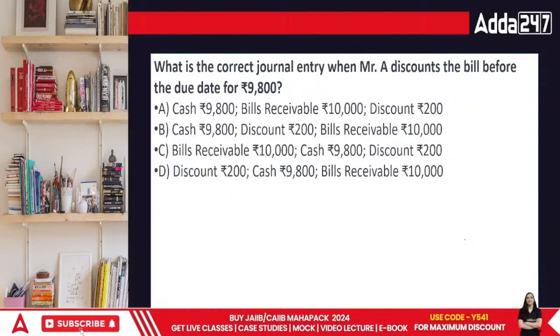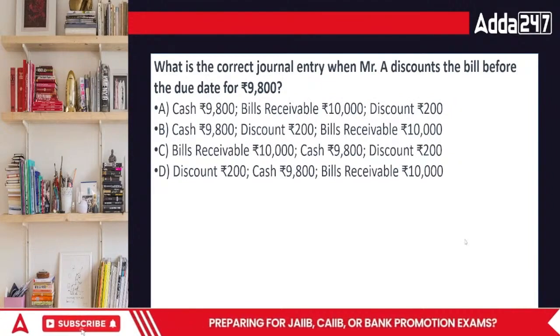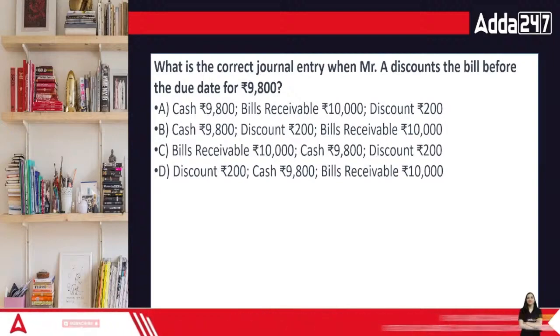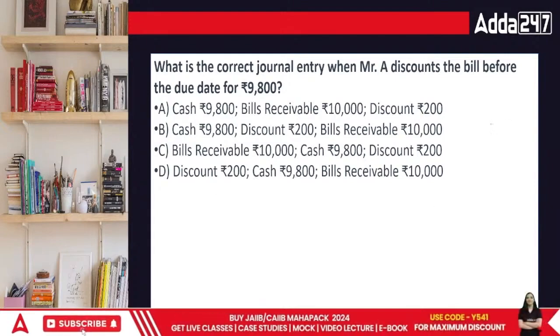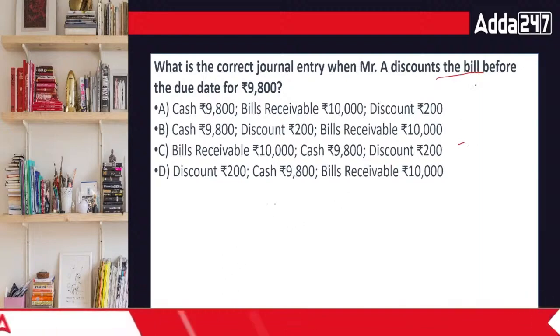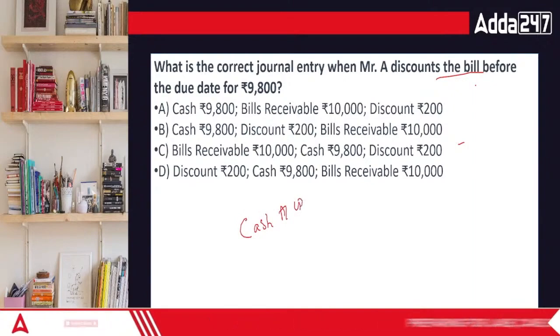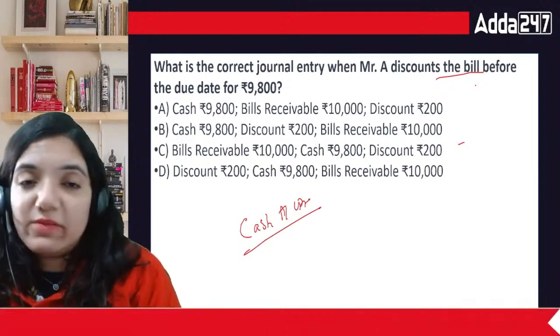Let's continue further, everyone. Which of the following is the correct journal entry when A discounts the bill before the due date? Rupees 9800. That means probably I received 9800 while the bill would have been of 10,000. So in this case, what is the journal entry? Mr. A is discounting the bill, that means he is selling the bill to the bank. Either he'll receive cash or he'll receive discount. In this case, there is only one rule: debit what comes in, credit what goes out.